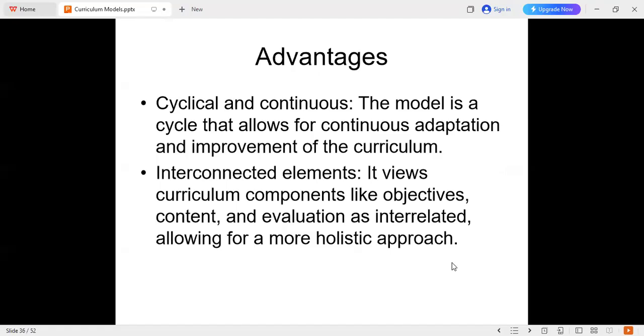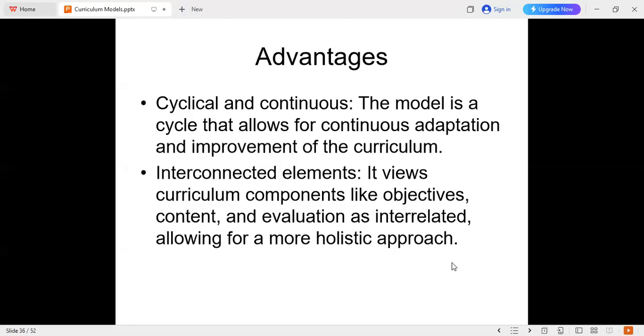Advantages: cyclical and continuous. The model is a cycle that allows for continuous adaptation and improvement of the curriculum. But one thing I can again say, if a new government comes, they throw away all the things that we had in the past. Sometimes they may do that and start with the new. But this cyclical model says it is not the way to do that.